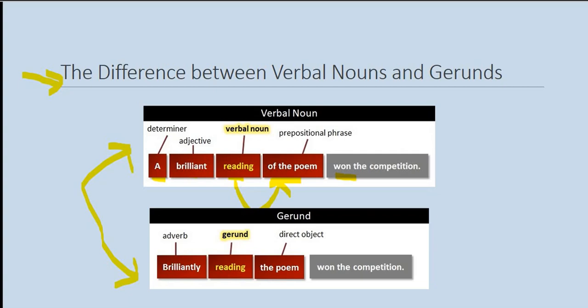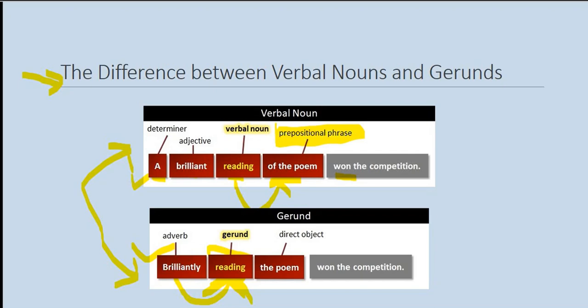So let's look at the gerund. Brilliantly reading. So you can see that here is an adverb. So adverbs modify verbs or other adverbs. So we can understand here that the reading is actually still in the form of a verb, but using this with brilliantly, I mean with an adverb, makes reading here an example of a gerund. I hope you understood the difference. They are very similar, but by looking at their usage, we can understand which one is still in the origin of a verb, and which is in the form of a noun.